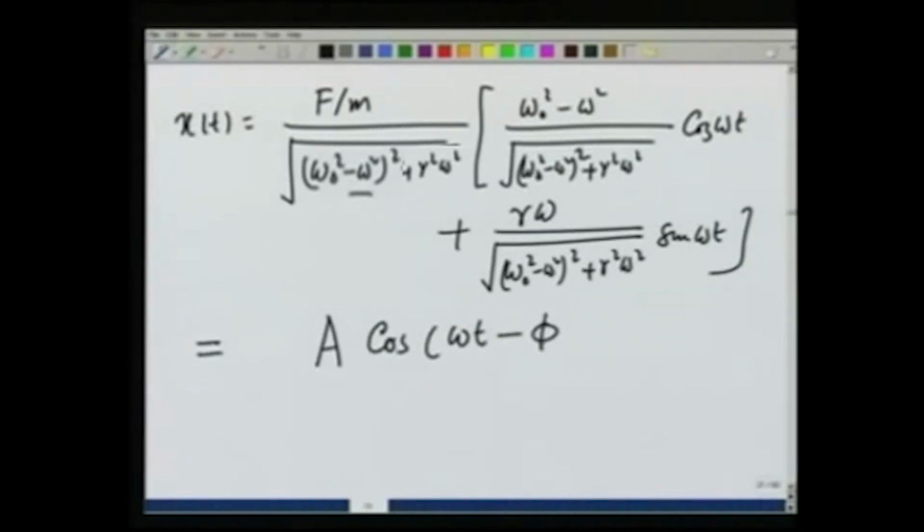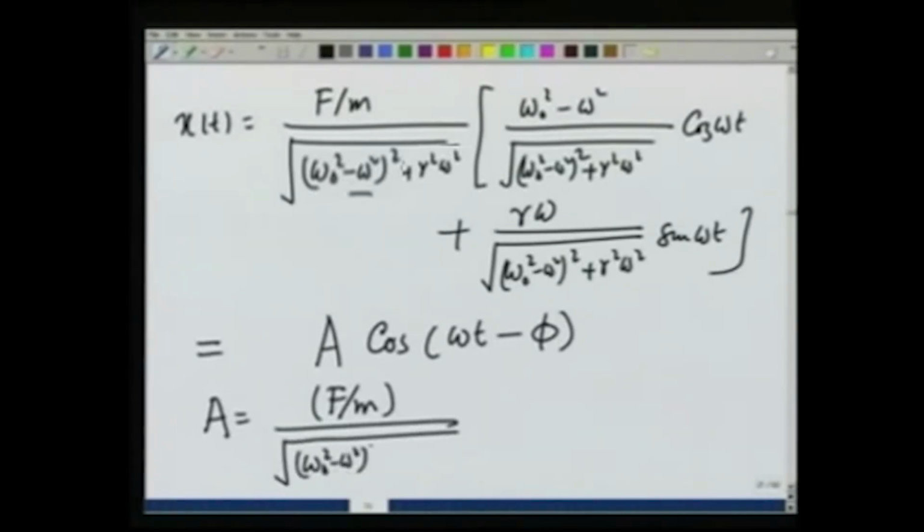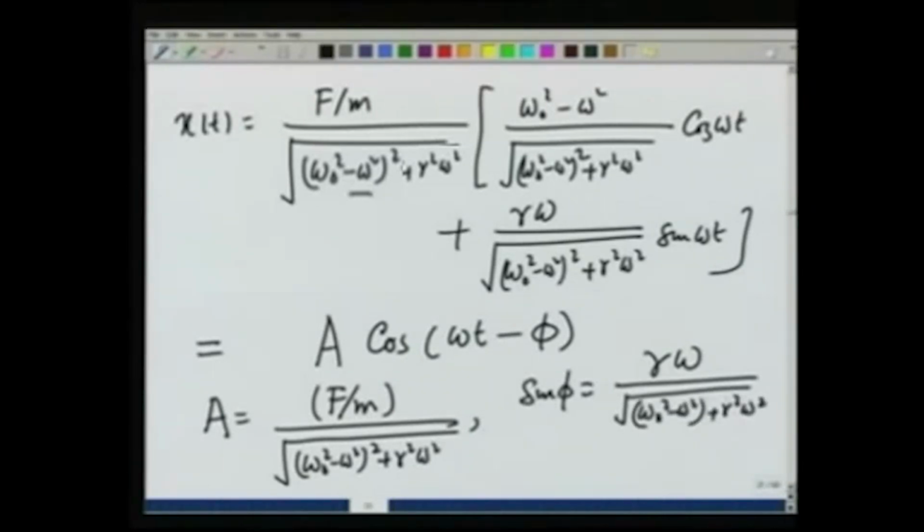This can be written as some amplitude times cosine of omega t minus phi, where the amplitude of the motion is F over m divided by the square root of (omega naught square minus omega square) plus gamma square omega square, and sin phi is gamma omega over the square root of (omega naught square minus omega square) plus gamma square omega square. Cosine phi is (omega naught square minus omega square) over the square root of this whole quantity, and tangent phi is gamma omega divided by (omega naught square minus omega square).